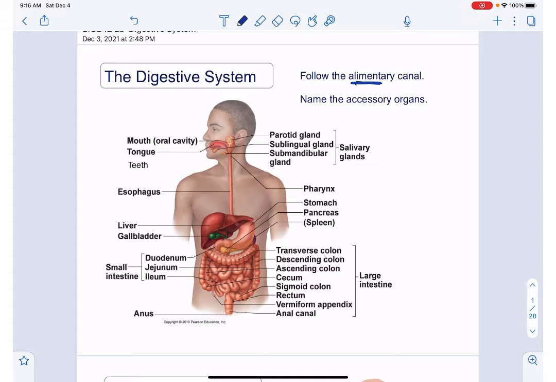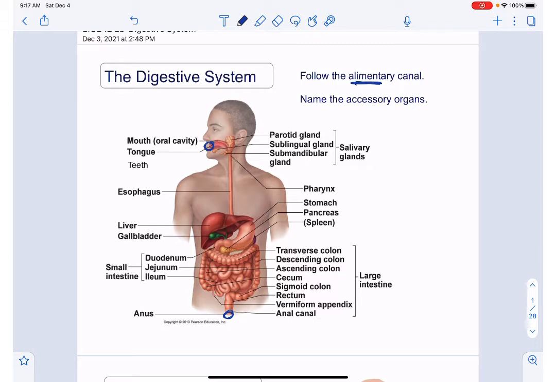And the alimentary canal is the long continuous tube that runs from the mouth all the way down to the anus. And this is also called the digestive tract, the gastrointestinal tract, our gut, the alimentary canal. These are all terms for the long continuous tube that runs from the mouth to the anus.